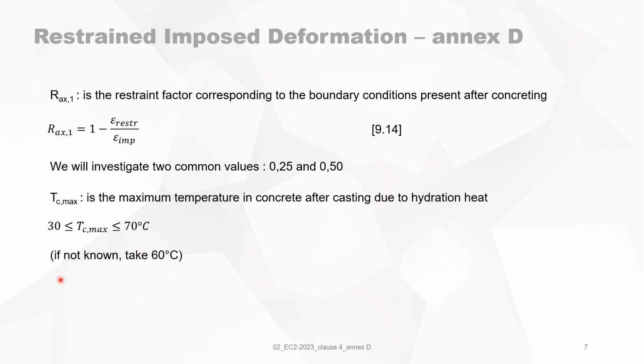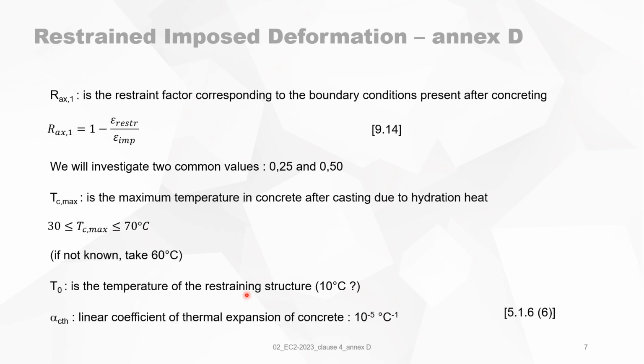In most cases, when you do a design, you don't know the maximum temperature in the concrete during hydration heat. So I recommend, if you don't know, use 60 degrees, which is more or less a maximum before you run into trouble. Then T0 is the temperature of the restraining structure. We don't know. So you see that a lot of elements in the formula to calculate the cracking risk are in fact not known at design phase. But what we will do is take the temperature of the restraining structure as 10 degrees. And alpha CPH is the linear coefficient of thermal expansion, which is 10 to the power minus 5.